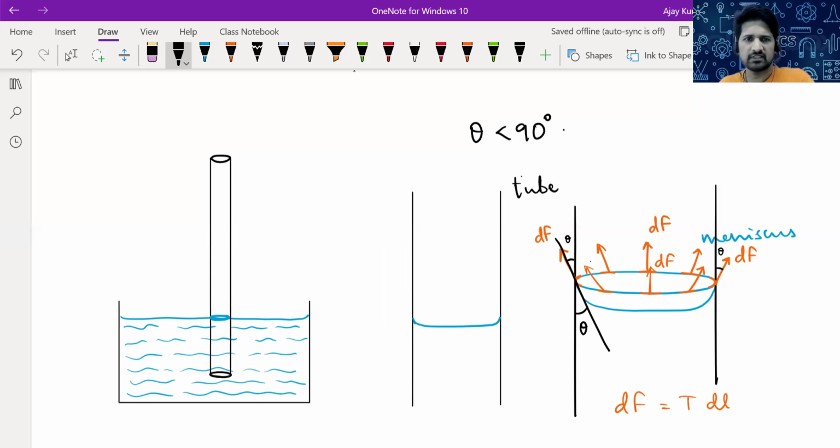Is this visualization clear to both of you? Any doubts in this? Okay.